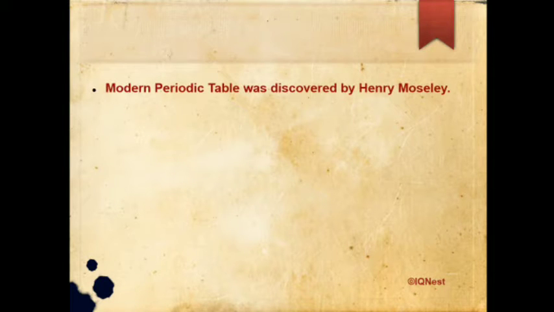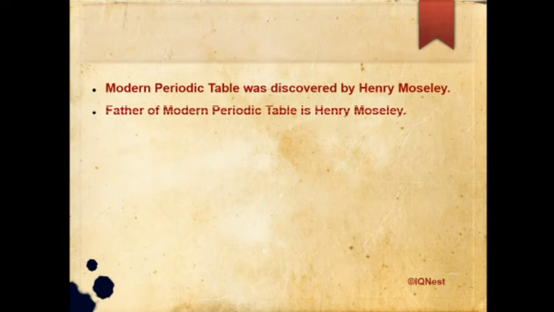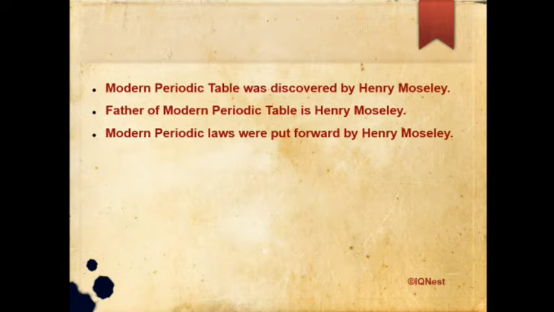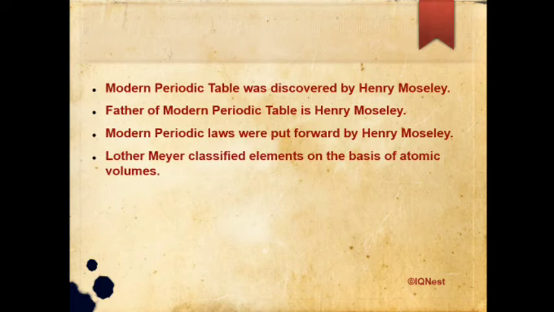But the modern periodic table was discovered by Henry Moseley. So Henry Moseley is known as the father of the modern periodic table. Modern periodic laws were put forward by Henry Moseley. The next point is Dobereiner classified elements on the basis of atomic volumes.